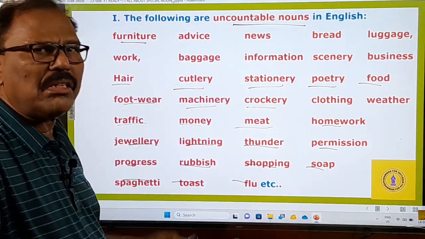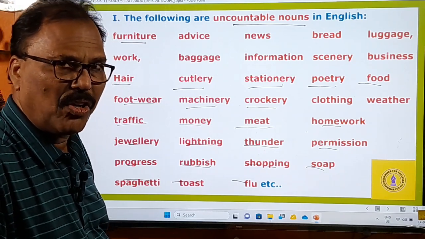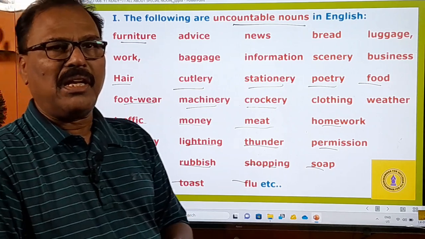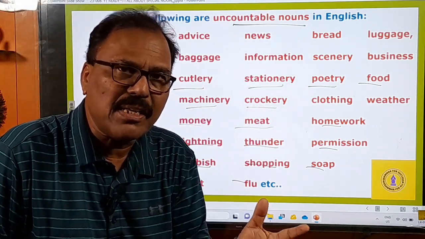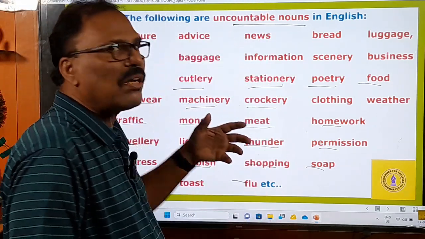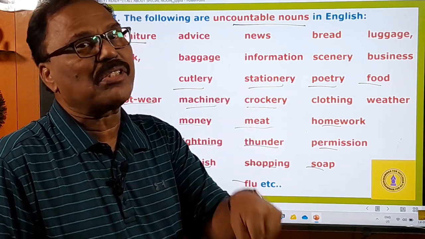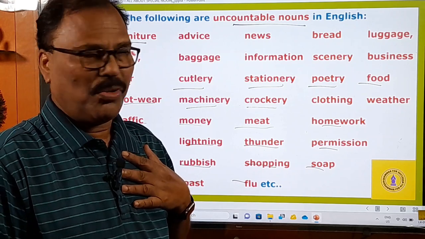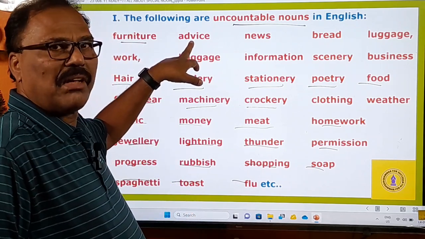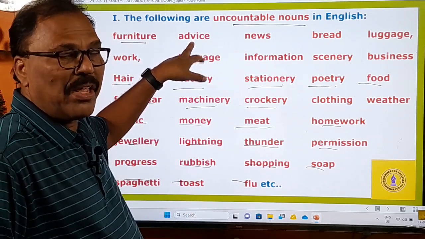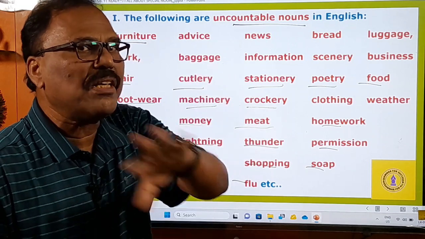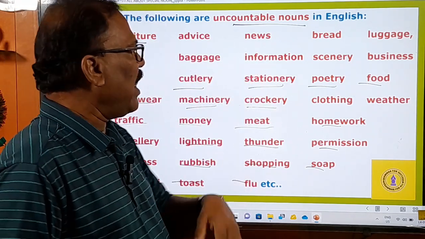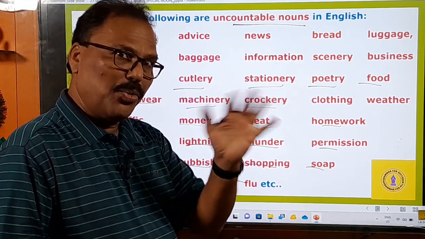They are all uncountable nouns. Are you following me? And let me tell you one very important thing. In many languages, some of these nouns are countable. For example, in my mother tongue Telugu, advice is salaha, and salahalu is also there. News is varta, and vartalu is there. Bread is rotte, and rottelu is there.